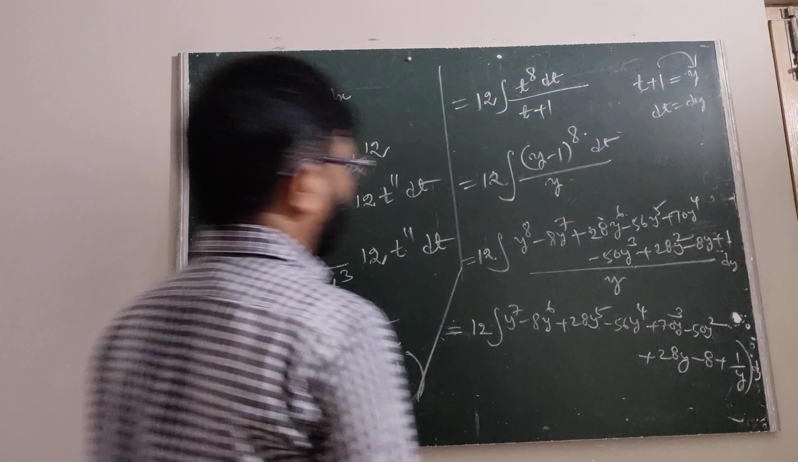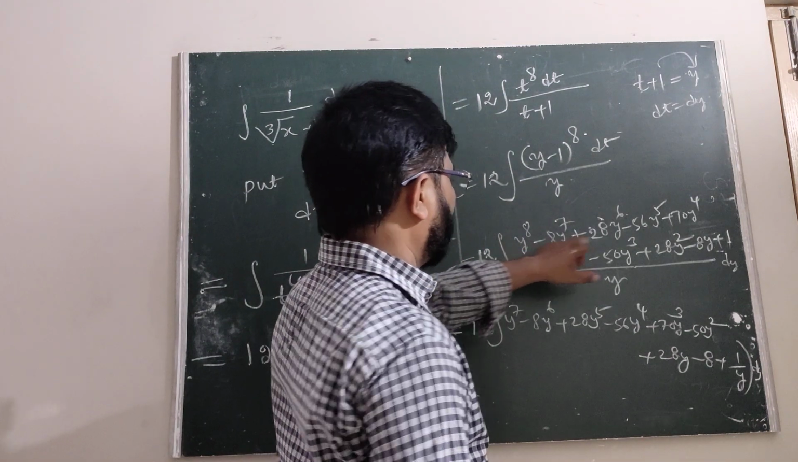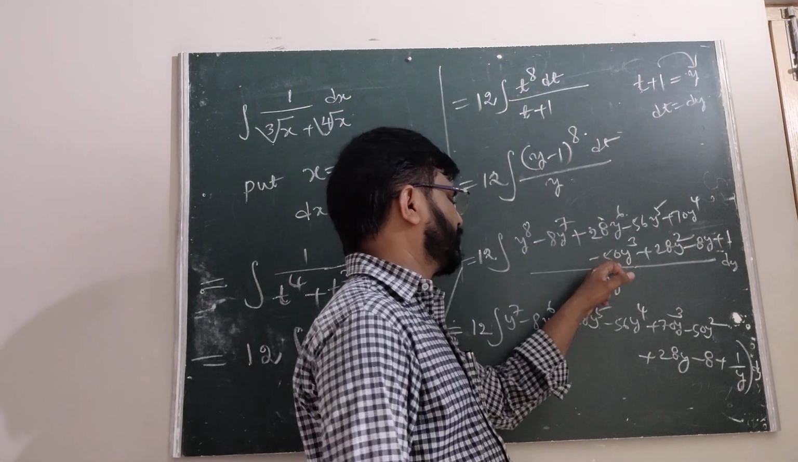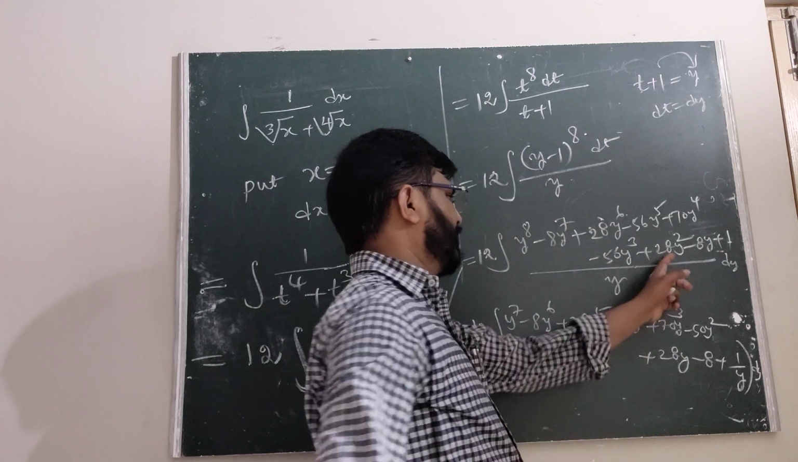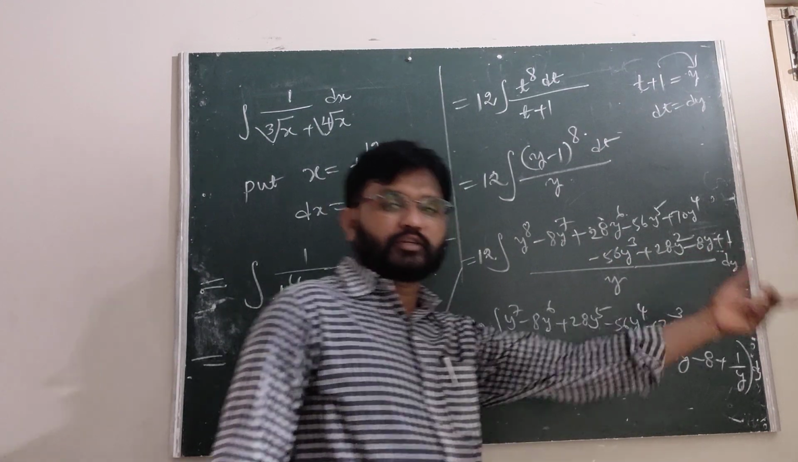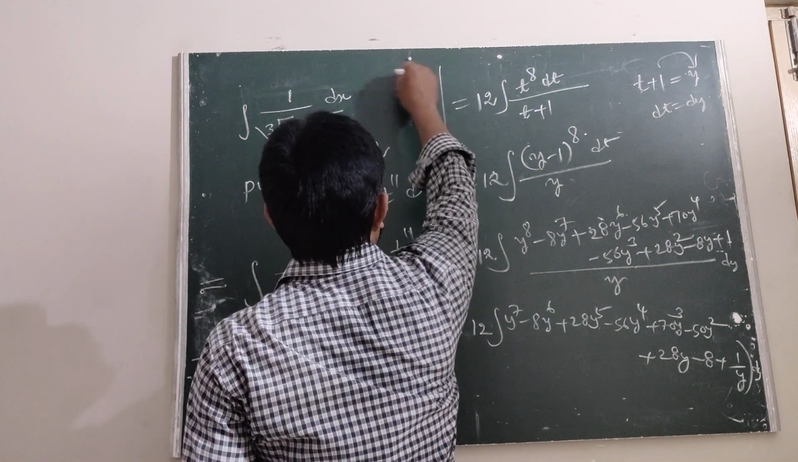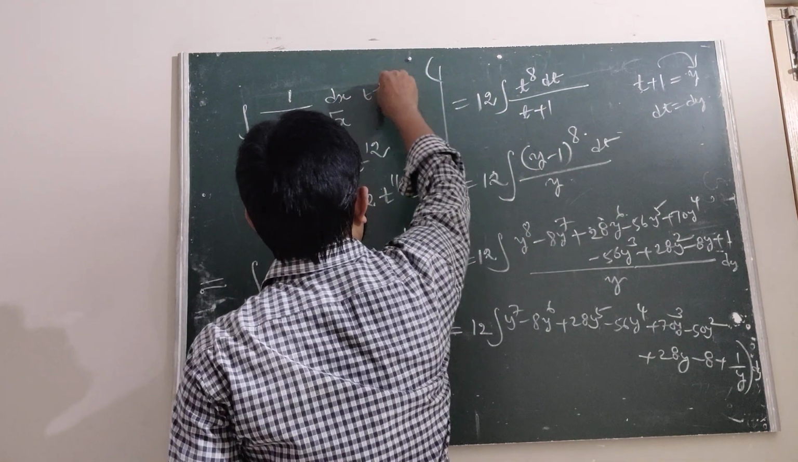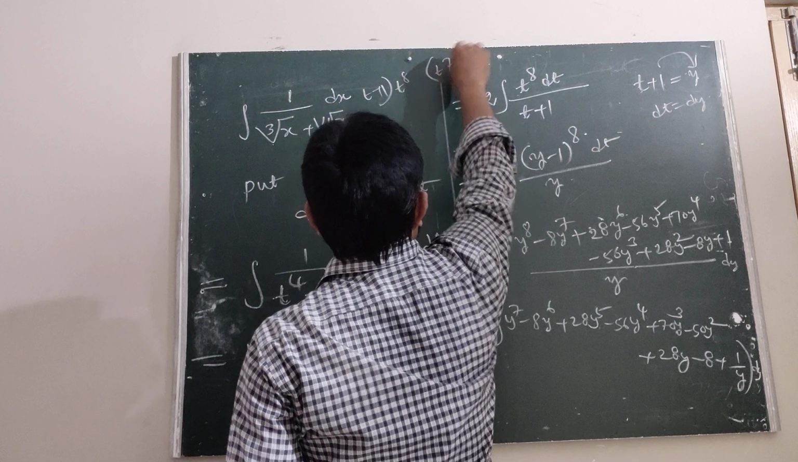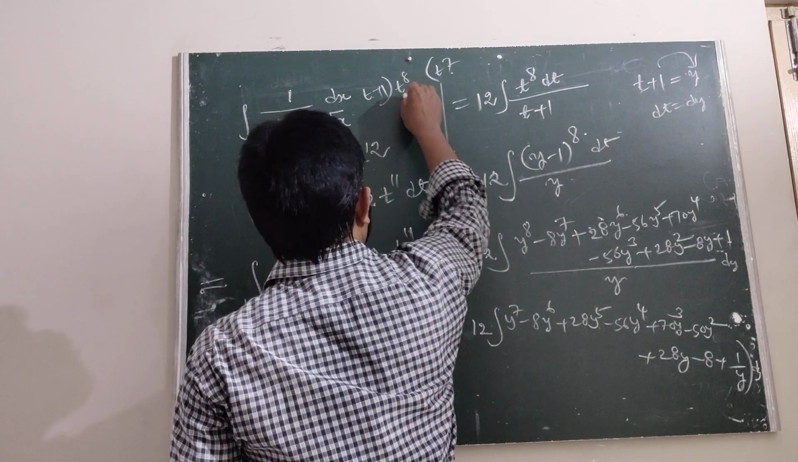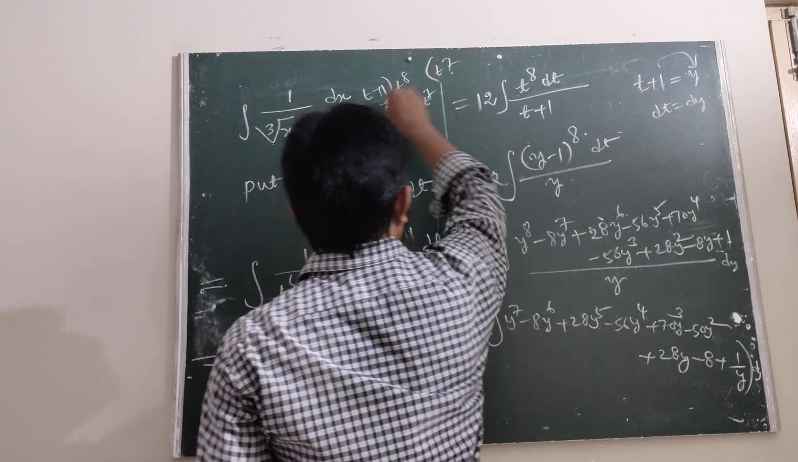Here similarly, y power 8: 8c0, 8c1, 8c2, 8c3, 8c4, 8c5, 8c6, 8c7, 8c8. Suppose if it is difficult, we can take directly t power 8, t plus 1, this is t power 7. This is t power 8 plus 1 t power 7.